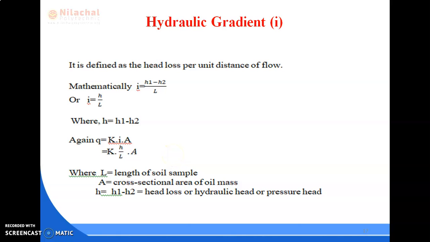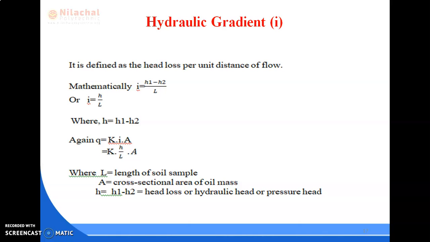Hello everyone. In the previous lecture we discussed the permeability of soil and the different factors which affect the permeability of soil. In this lecture we are going to study a new concept: hydraulic gradient. It is defined as the head loss per unit distance of flow.